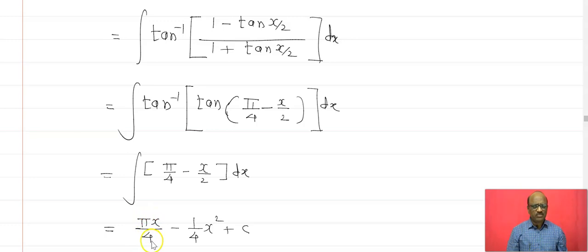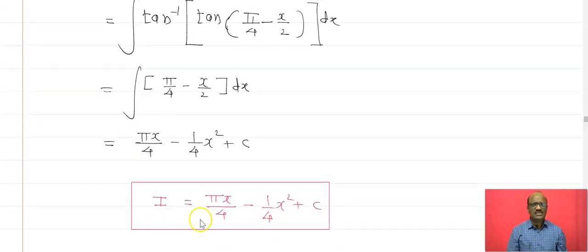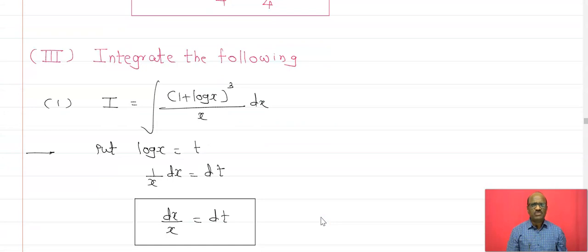That is pi x upon 4. Integral of minus x by 2 is minus x square upon 2, and 2 will become 1 by 4. That is minus 1 upon 4 into x square plus c, and hence the answer is I is equal to pi x upon 4 minus 1 upon 4 x square plus c. This is the answer.